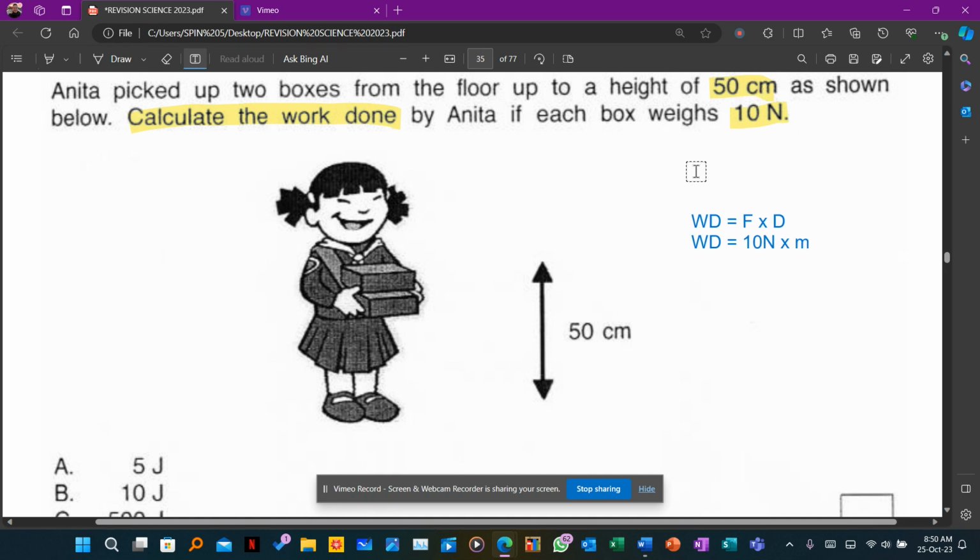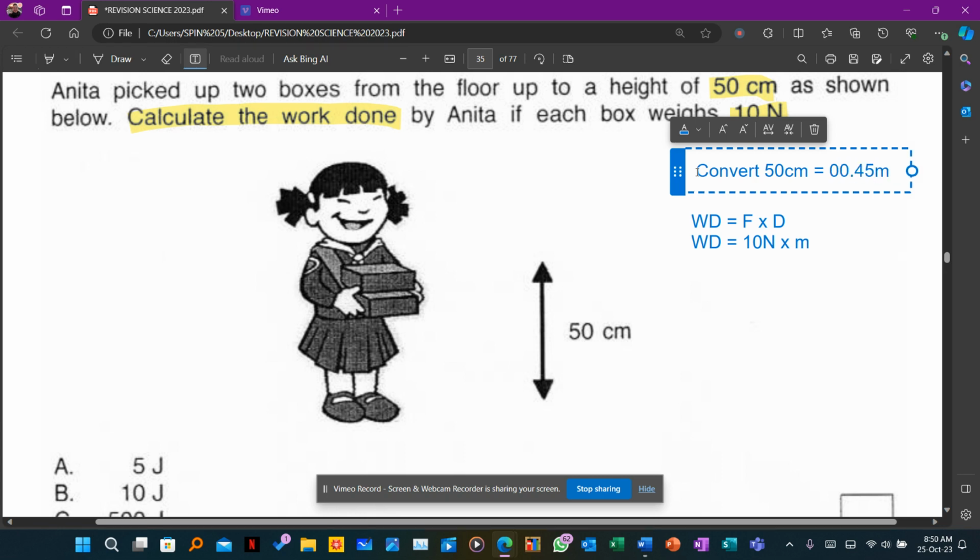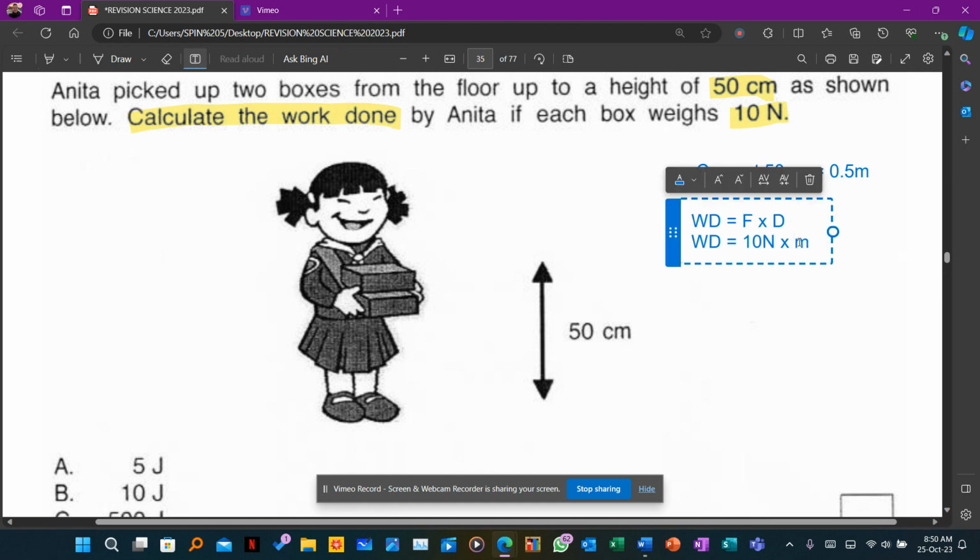So you have to convert 50 centimeter to meter. When you convert 50 centimeter to meter, which means you have to divide it by 100, then you get 0.5 meter. Okay, if you're not sure, use a calculator because 1 meter is equal to 100 centimeter. That's why you have to divide this by 100. So 10 times 0.5. In the end, you get 5 joules or 5 Newton meter. How do you get Nm?